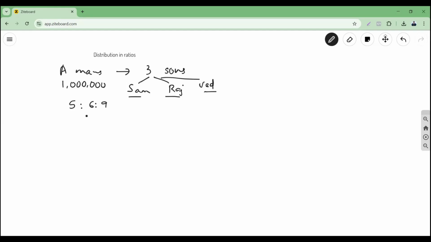Okay. So now we have to find out how much actual wealth Sam will get, how much actual Raj or Ved will get. So this is what we have to find out. This is called distribution in ratio.